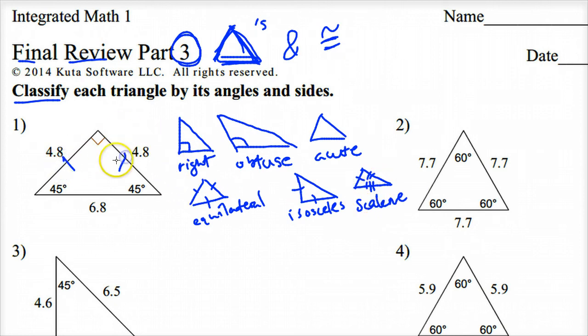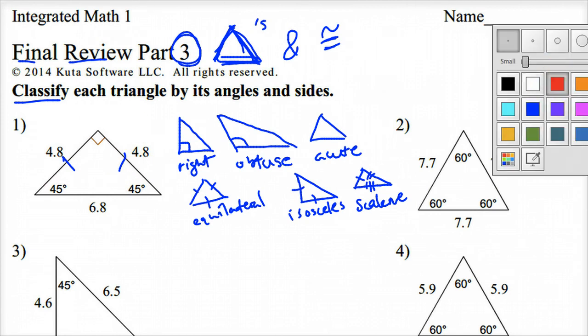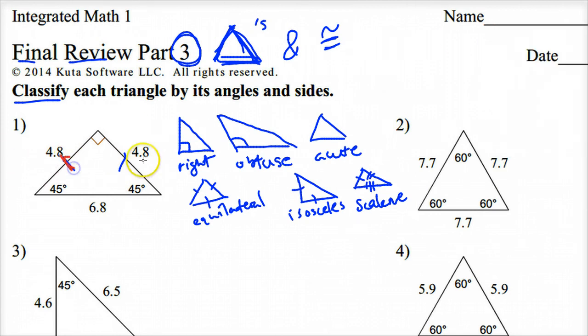So boom, boom, we've got two things the same. Let's go ahead and change color just for fun here. That would mean these two sides are the same because they're both 4.8. So that's already an isosceles. And then on top of that, we have a right angle in there, so it's a right isosceles.